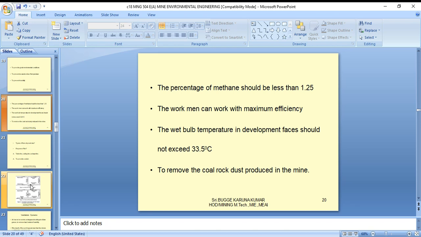The percentage of methane should be less than 1.25. Workmen work with maximum efficiency. The wet bulb temperature in the developed areas should not exceed 33.5 degrees, so you also have to maintain temperature. With rising temperature and humidity, the person is unable to be comfortable. Recently, many mine accidents have happened due to temperature alone, though most people do not understand that the accident is happening for this reason.